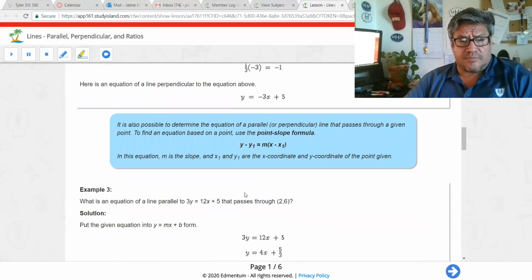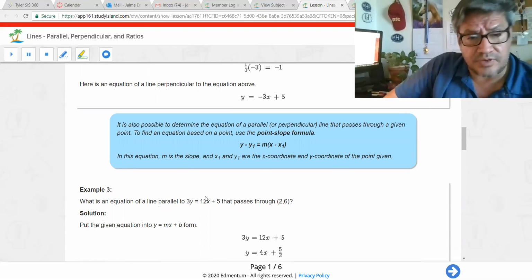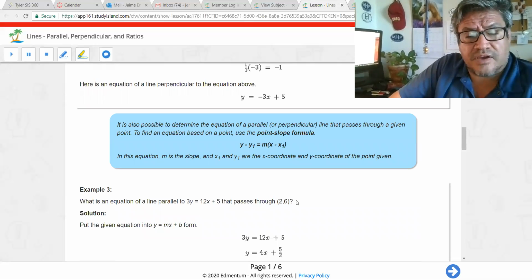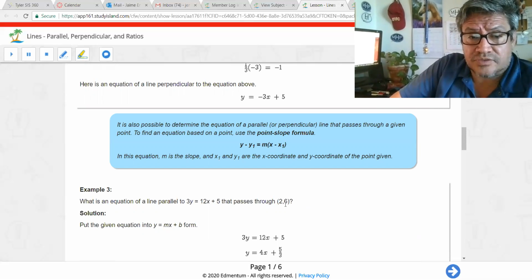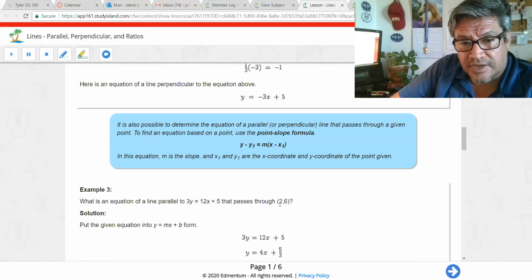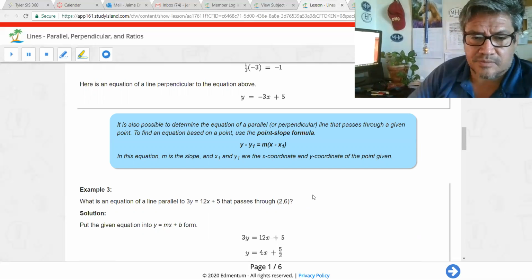So let's look at the example they give us. It says, what is an equation of a line parallel to 3y equals 12x plus 5 that passes through (0, 6)? So let's first find the slope of this equation, and then we can use this formula to put those points in and see what we get.